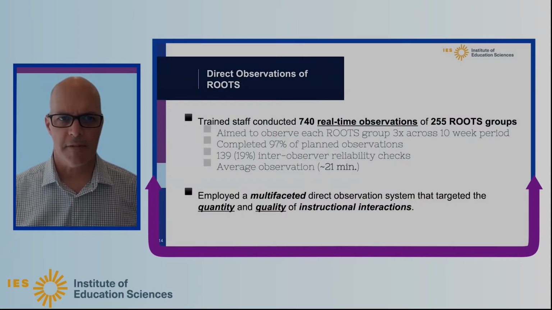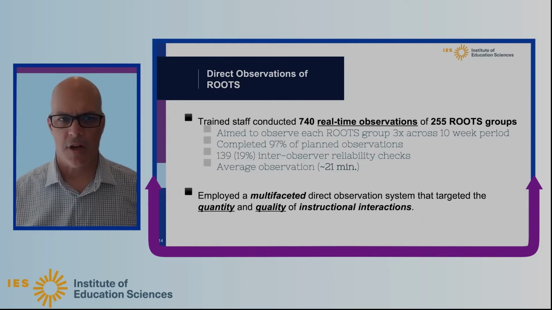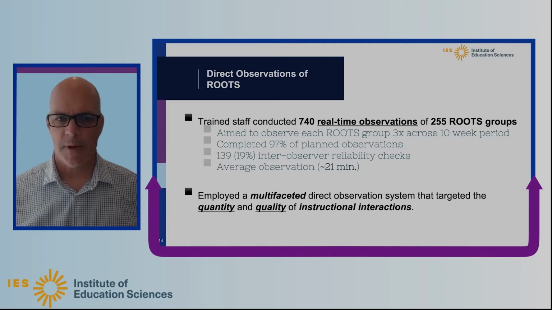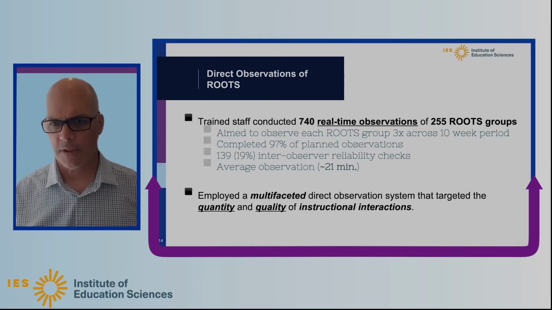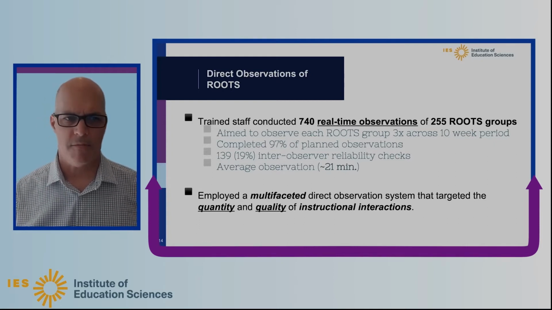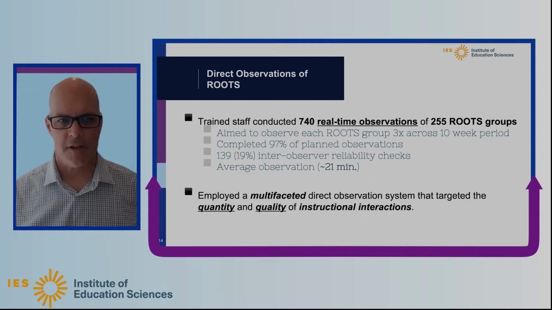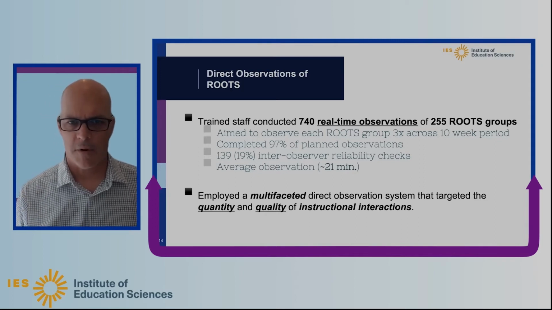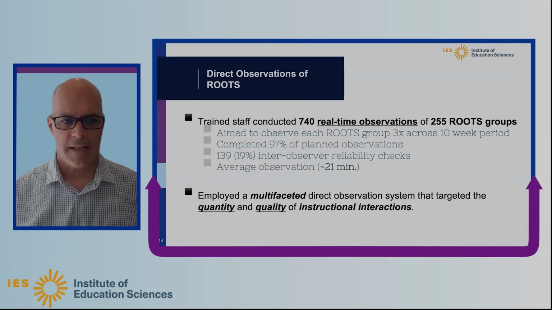So our direct observation system embedded within this IES-funded efficacy trial was a robust system. We trained staff to conduct 740 real-time observations of the 255 Roots groups. And our aim was to observe each group 3 times across the 10-week intervention time period. We completed most of those observations. We also collected close to 140 inter-observer reliability checks, and I'll share those. And the average observation was approximately 21 minutes.